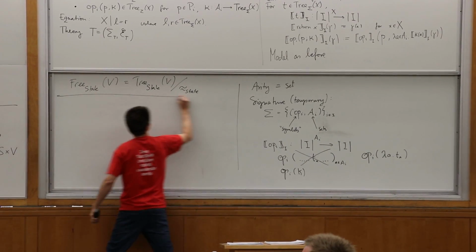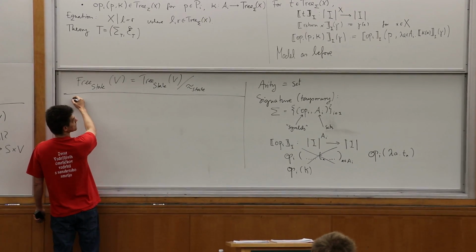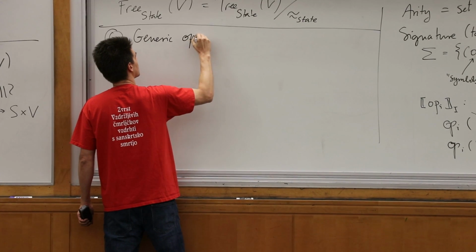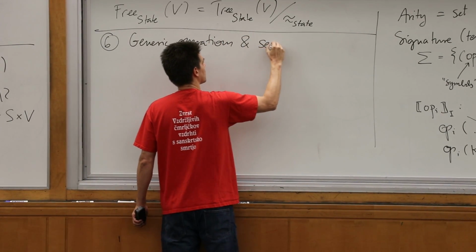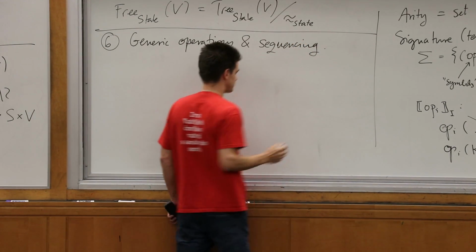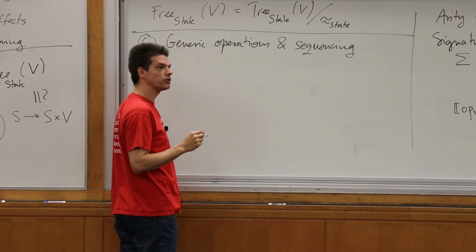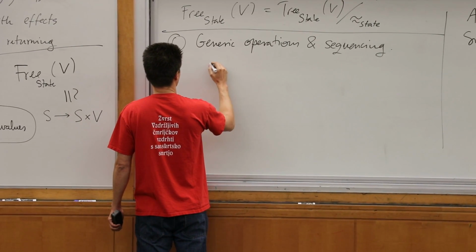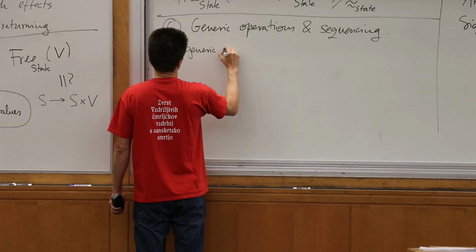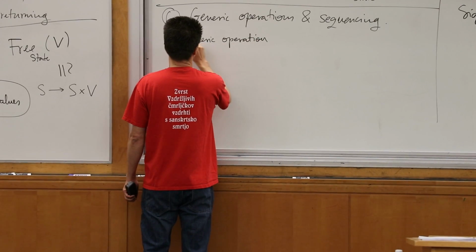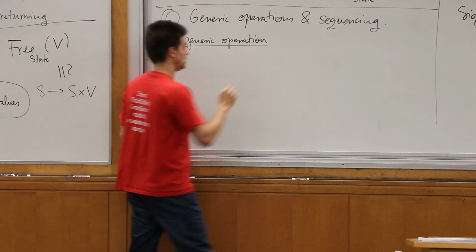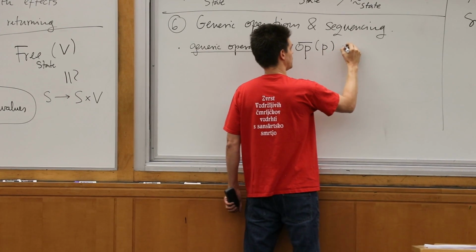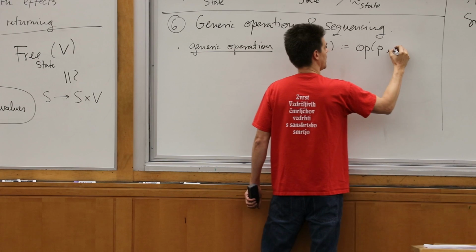So, better notation. That's number 6-ish. Generic operations. And sequencing. And so I will introduce new notation. I will not do anything fancy. This is just notation. So first of all, if I have an operation, then I define the generic operation corresponding to this operation to be op, and I will put a line somewhere, like here, to distinguish it. Op of P, by definition, means op of P, and the continuation is just return.